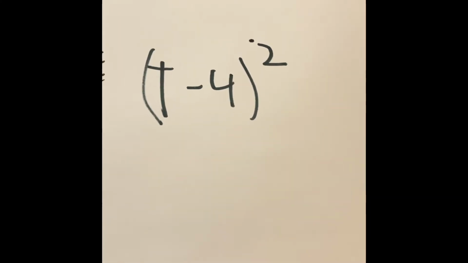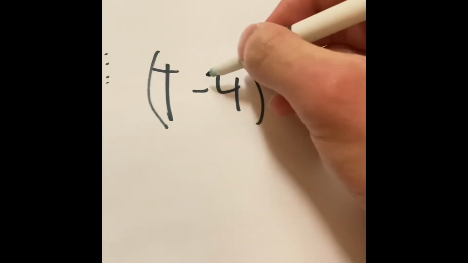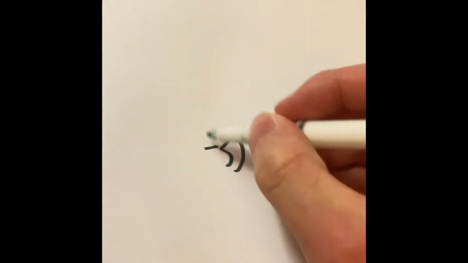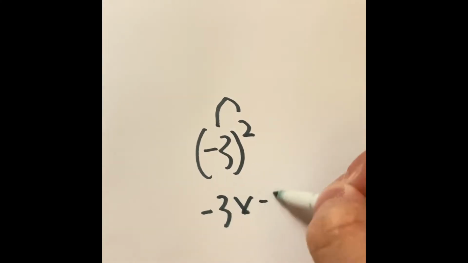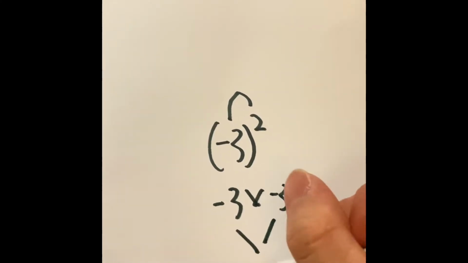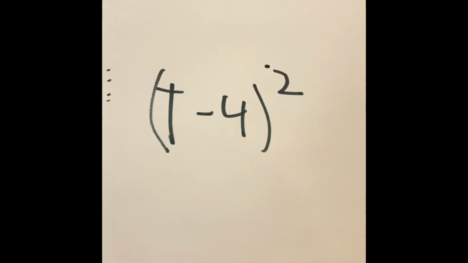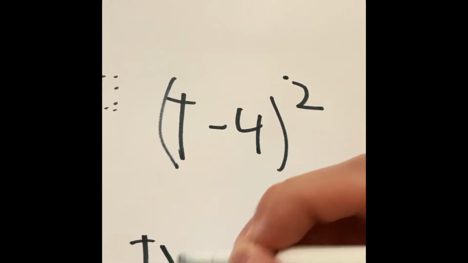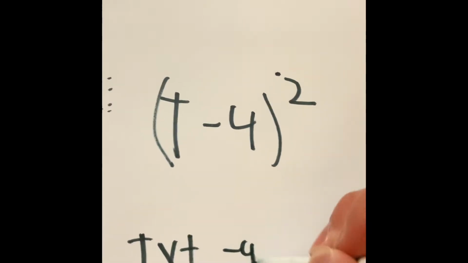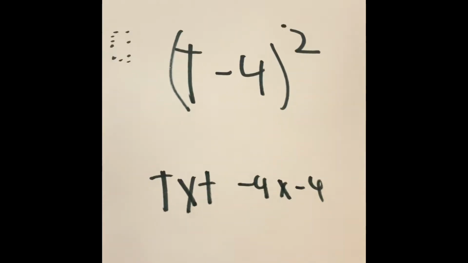Another thing people think is, if you have a square and parentheses, like (-3) squared, -3 times -3 becomes +9. Can't you do that for this one? But actually that's not right, because you can't just do t multiplied by t and -4 multiplied by -4. That would be the incorrect answer.